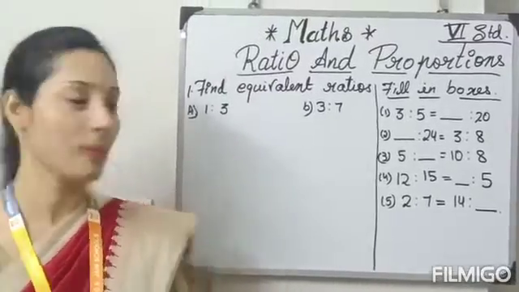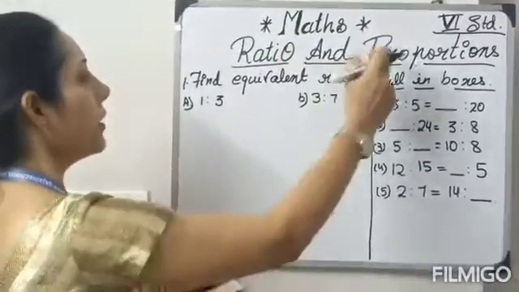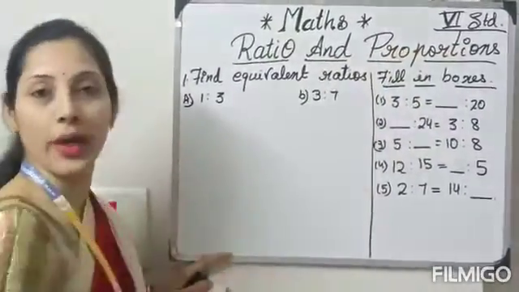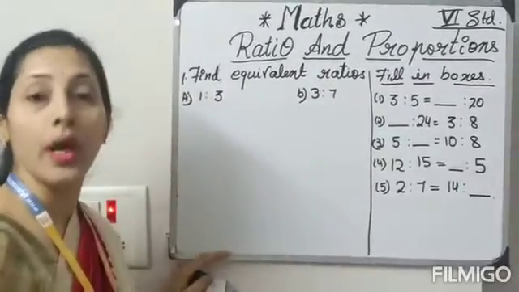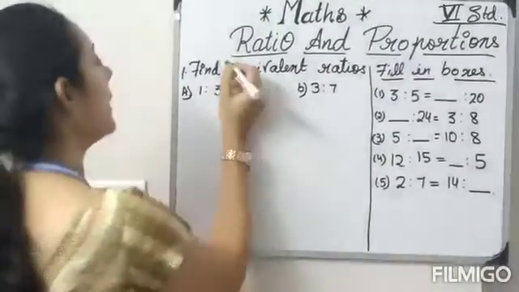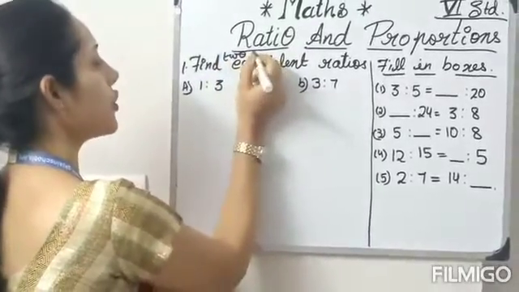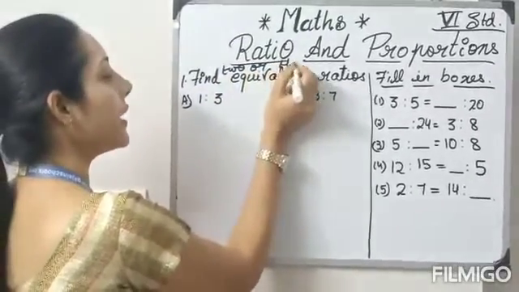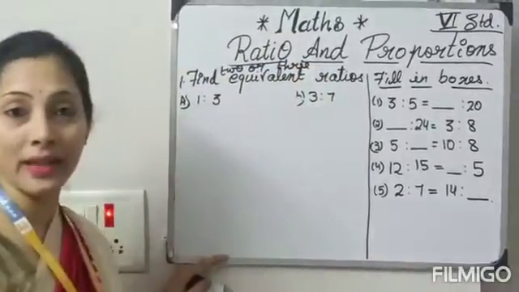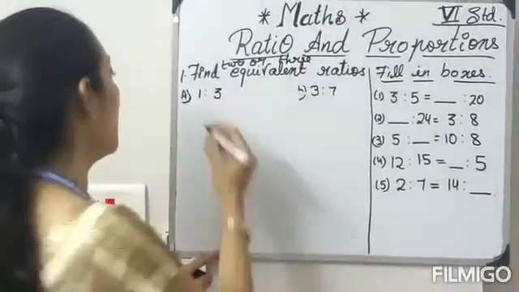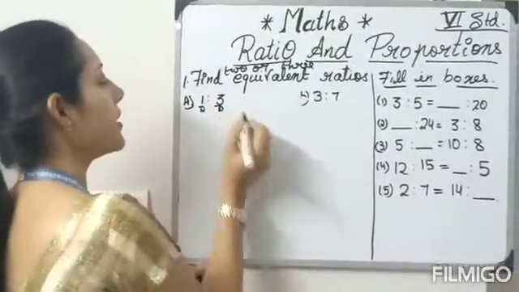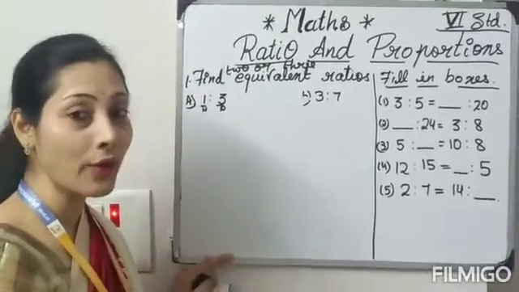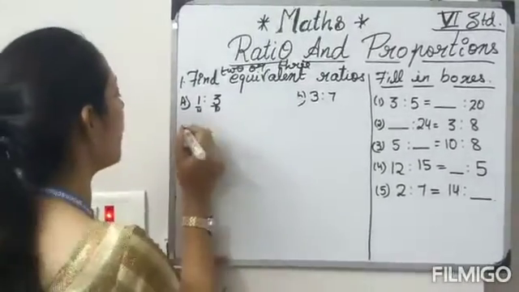Let's start our session. Maths 6th standard, ratio and proportions. First one, find equivalent ratio. In exams you will get either find two equivalent ratios, or you will get three equivalent ratios. Okay. This is numerator, this is denominator. How you have to write? See, very easy.